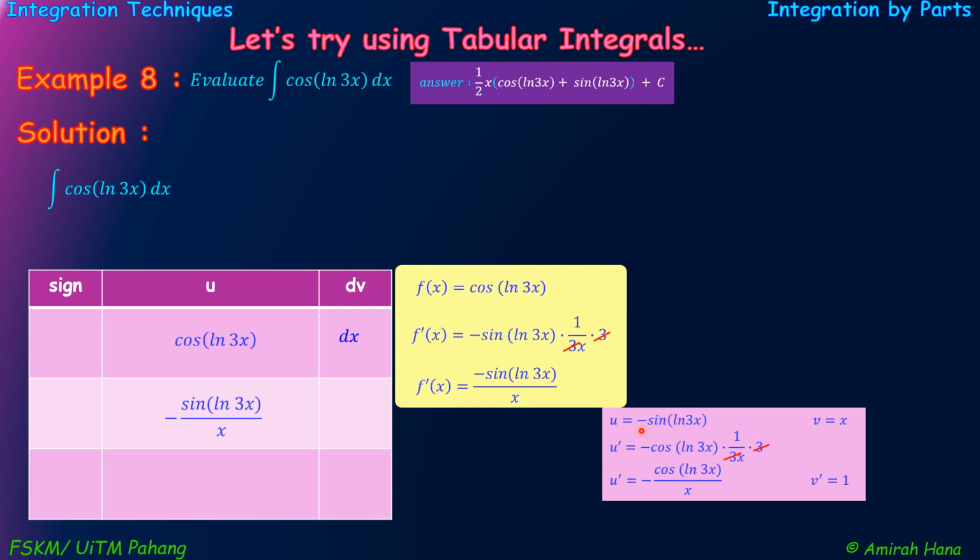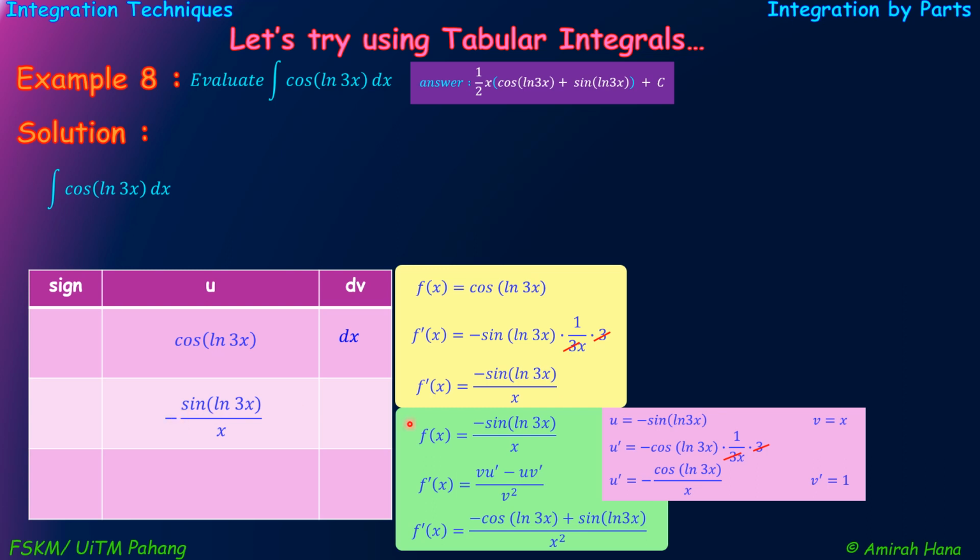And then, when we differentiate u, we get u prime. We differentiate negative sine ln 3x using this method. First, we get negative cos ln 3x, and then times, we differentiate ln 3x, we get 1 over 3x, and then times, we differentiate 3x, we get 3. And after that, we can simplify 3 here and 3 in denominator. So we get u prime equals negative cos ln 3x over x. Right? And after that, from v equals x, when we differentiate, we get v prime equals 1. Okay?